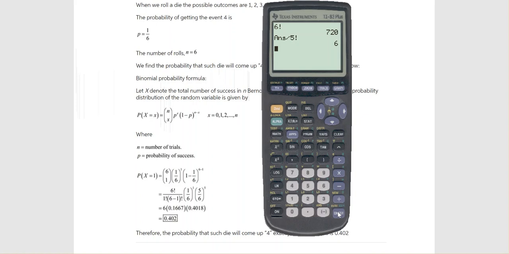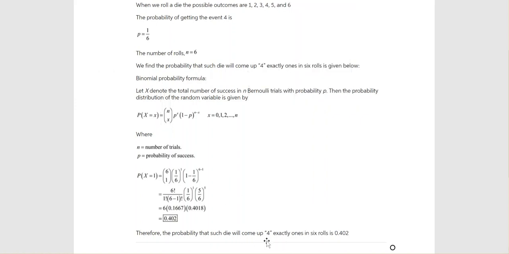All right. And then doing the 1 divided by 6 to the 1 power is 0.1666 all the way across, and 5 divided by 6, 0.481, and I think it's a repeating decimal 2 when you raise it to the 5th power. And then when you add those together, that is the probability that such a die will come up 4 exactly once in 6 rolls.